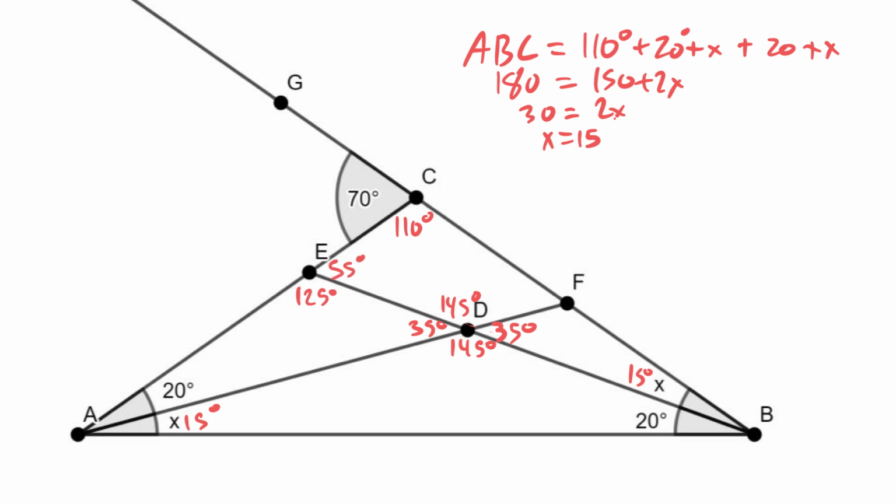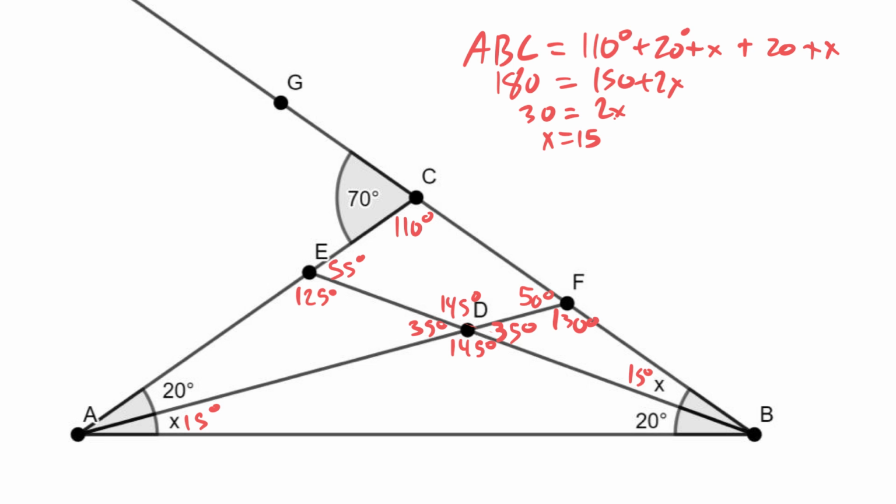What else we got? Oh, I guess we could get triangle BDF. 180 minus the 35 minus the 15. That'll give us 130. And we can find this missing one with the straight line. That'll be 180 minus 130, which is 50.